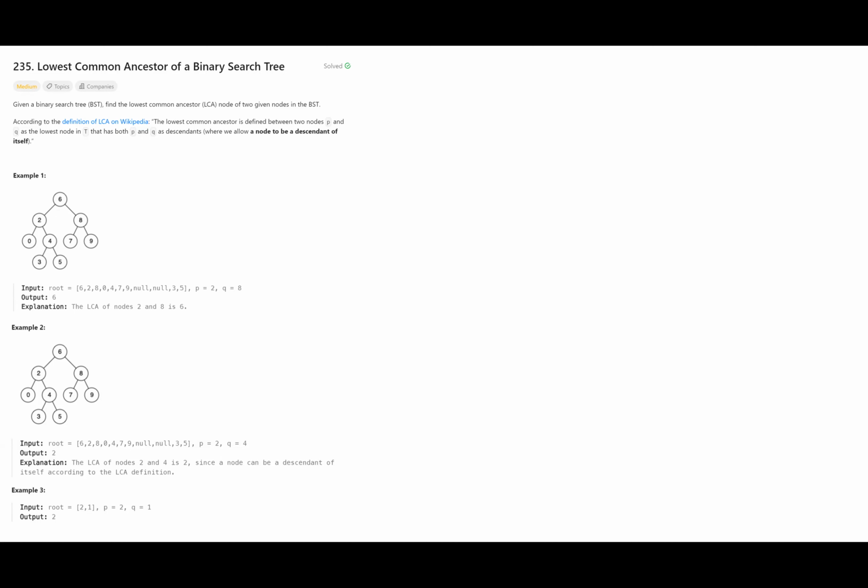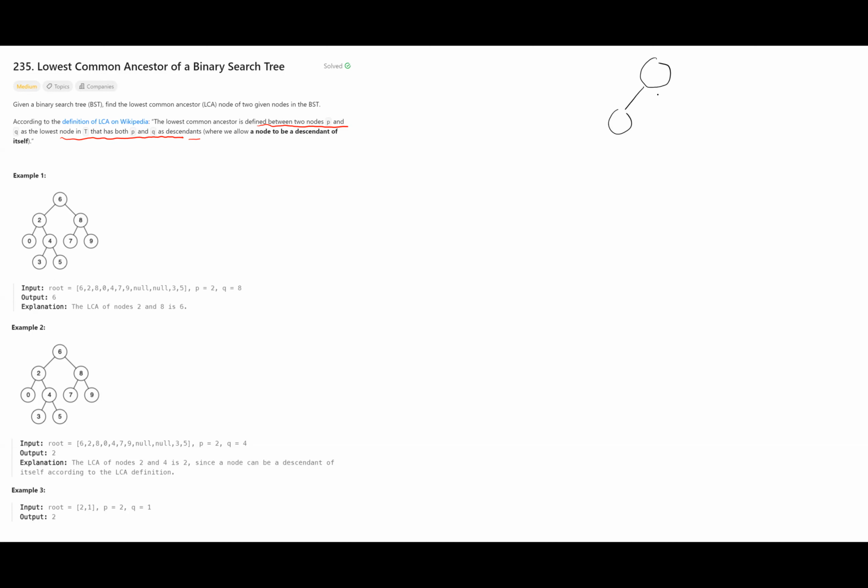Before that, let's see what the definition of the lowest common ancestor is. According to Wikipedia, the lowest common ancestor is defined between two nodes P and Q as the lowest node in T, where T is the binary search tree, that has P and Q as descendants. Here, let me show you one example. So this is how a lowest common ancestor looks like.